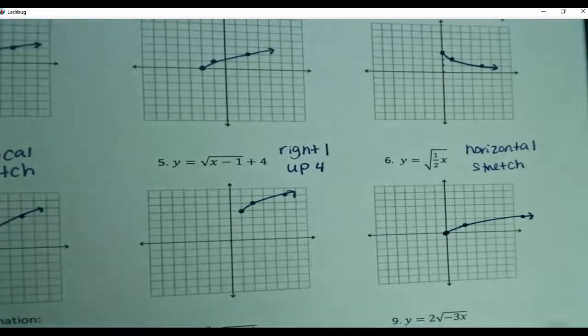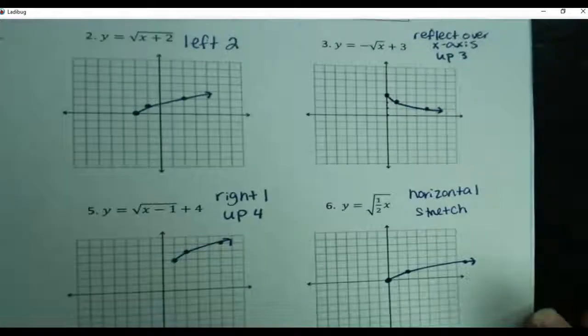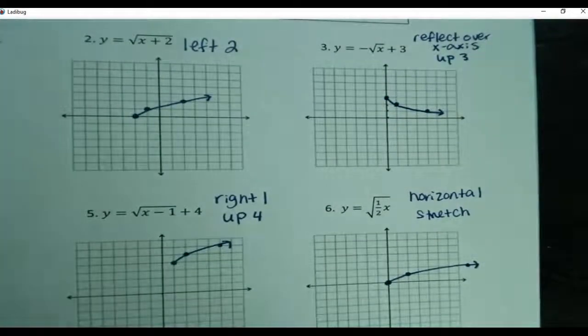Any questions about graphing? And you can always graph every single one of them in the calculator if you want to, but yeah. 3, yeah. Yeah. Oh, sorry, yeah. So reflect over the x and up 3.